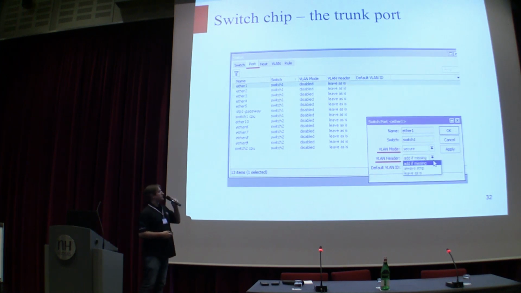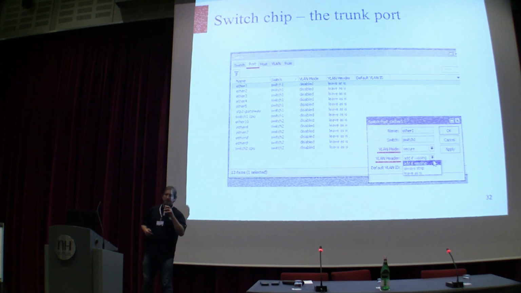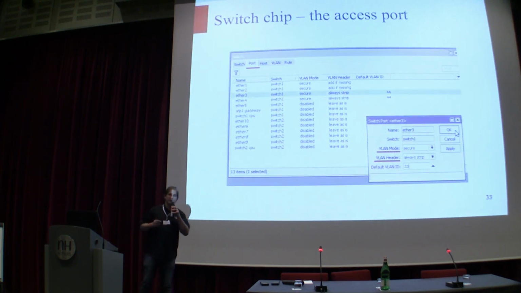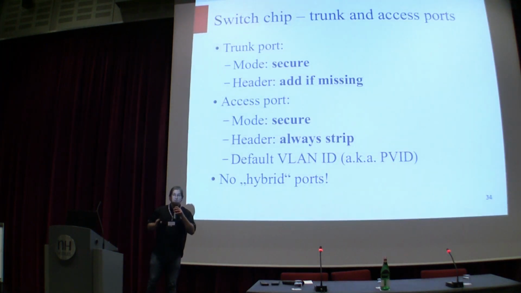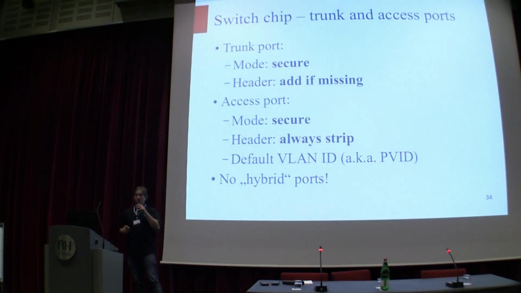So this was the configuration of the trunk port. VLAN mode secure and VLAN header add if missing. And for every access port, we configure VLAN mode secure and VLAN header always strip. And we specify the default VLAN ID. This is the same VLAN ID as the VLAN the port belongs to. And that is all. Now we have our switch chip configured to pass the VLANs.